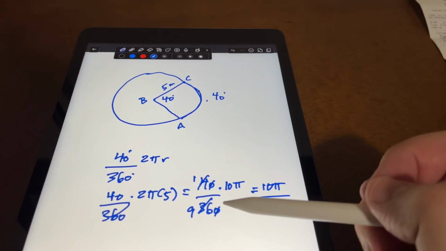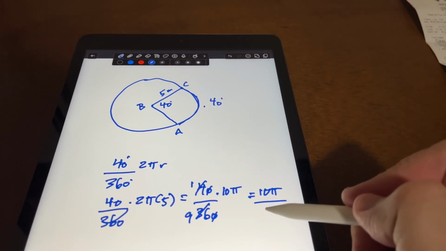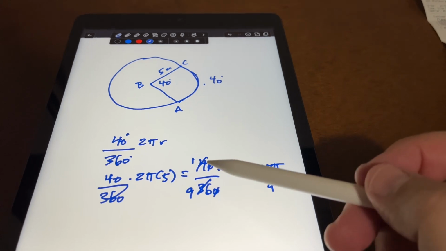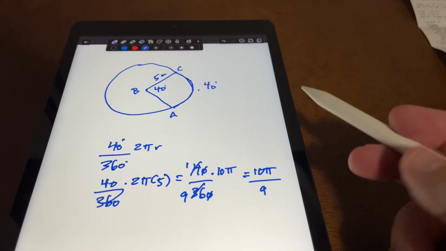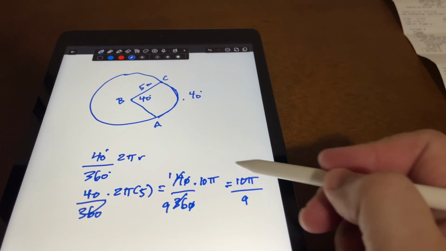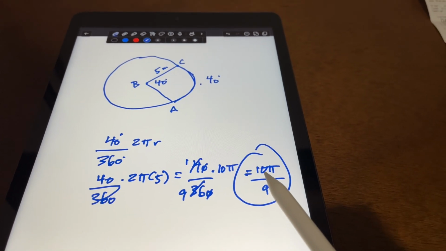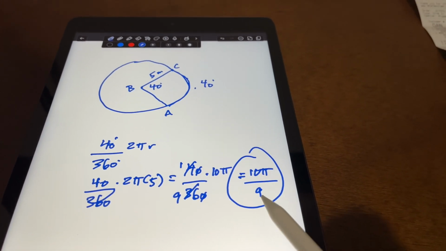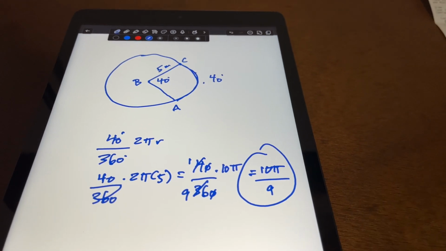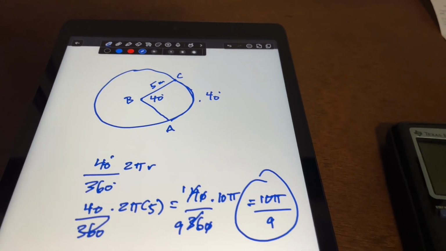And then 9 on the bottom, because the 4 canceled with the 36 to give 9. So I have 10 pi over 9. So this is the answer in terms of pi. If you wanted a decimal answer, you could go 10 times pi and divide by 9, and you get a decimal approximation. Let me do that real quick.